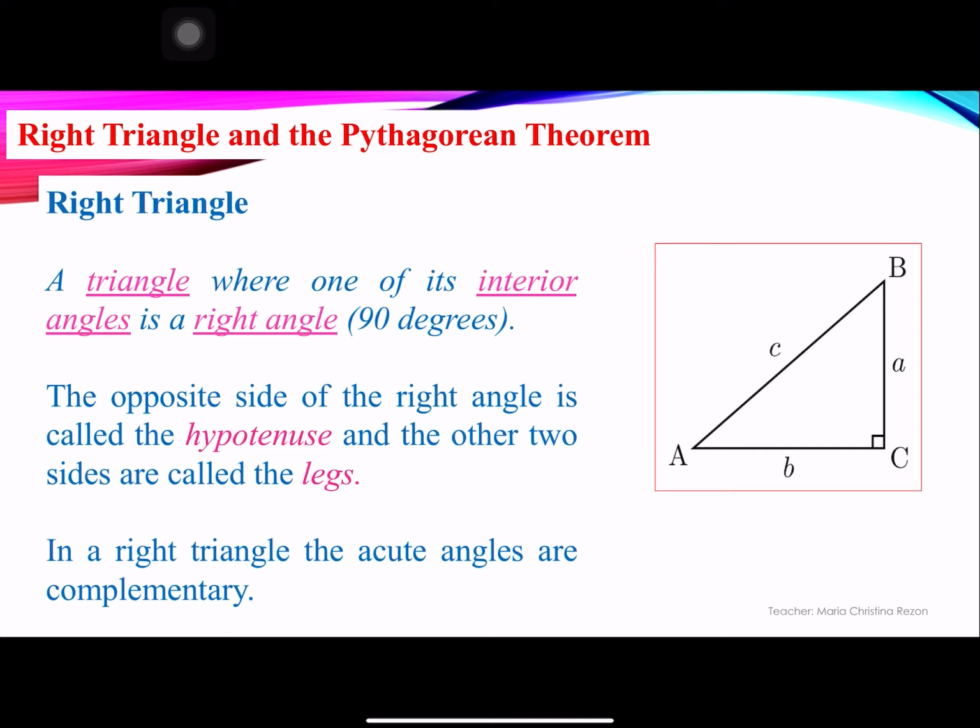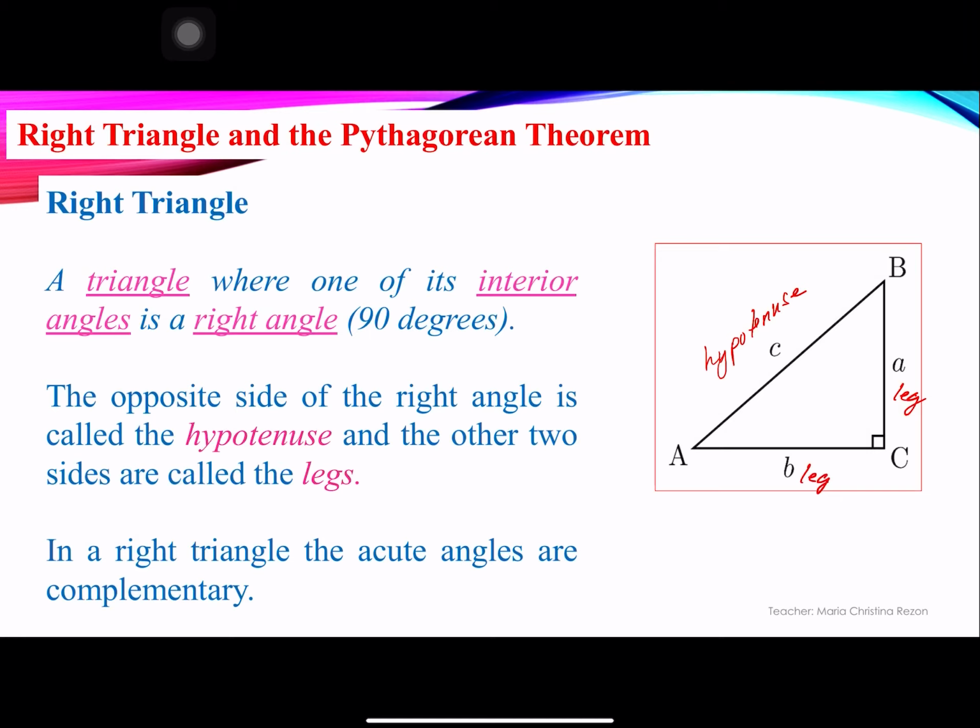Now we have here a figure, triangle ABC, where C is our 90-degree angle, and opposite our 90-degree angle is the longest side, which is the hypotenuse, and the other shorter sides are the legs of triangle ABC.